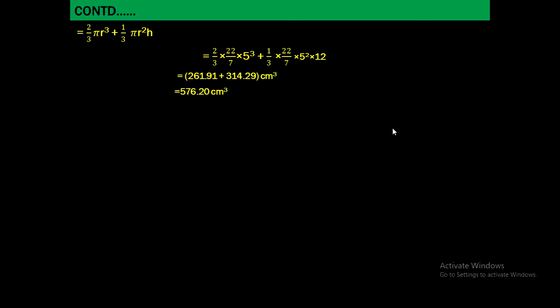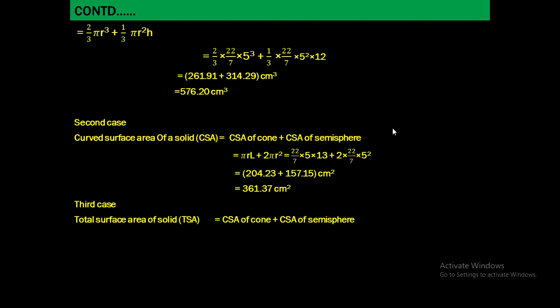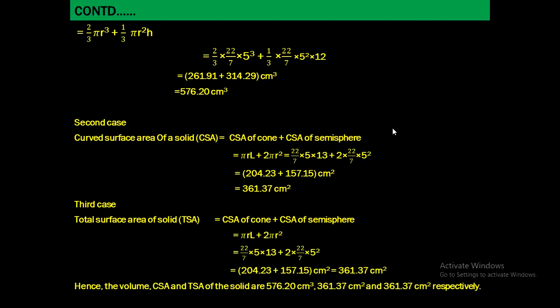576.20 cm cube. Second case, curved surface area, CSA of cone plus CSA of hemisphere. Substitute value of all constants and calculate. We got 361.37 cm square. Third case, total surface area of the solid TSA equals to CSA of cone plus CSA of semi-sphere. Now use formula and substitute value of all constants. We got 361.37 cm square.